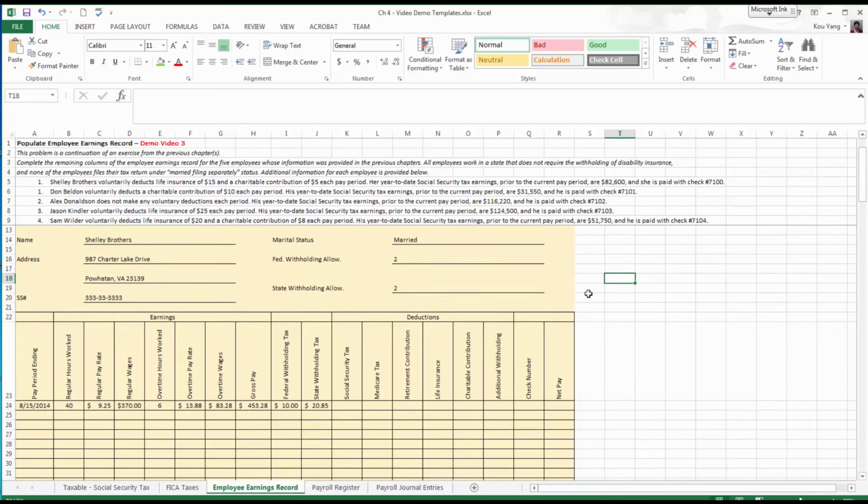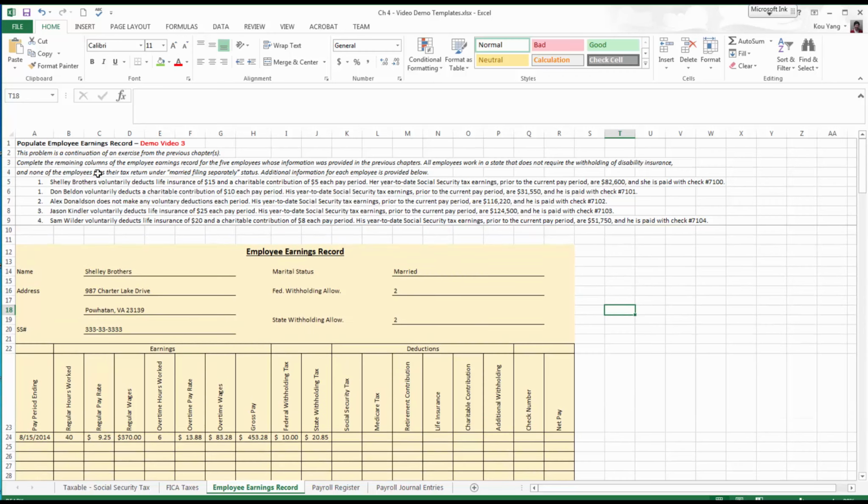Sam. Okay, so this problem is a continuation of an exercise from the previous chapters. Complete the remaining columns of the employee earnings record for the 5 employees whose information was provided in the previous chapters. All employees work in a state that does not require the withholding of disability insurance, and none of the employees file their tax return under married filing jointly or separately status. Additional information for each employee is provided below.